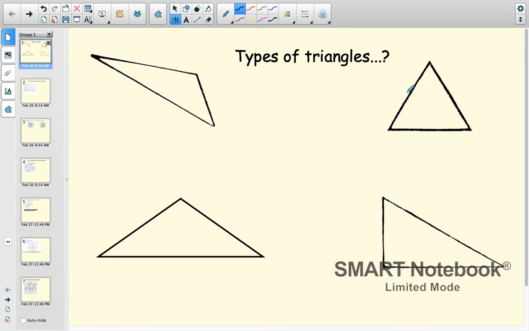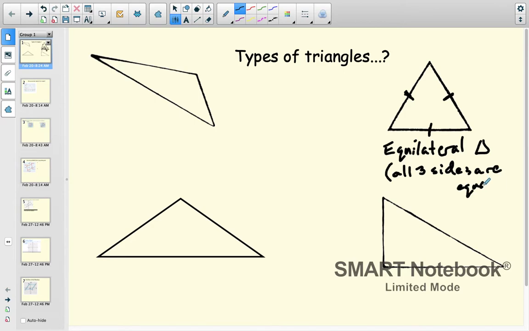If we have a triangle, this little sign means that this side is equal to this side, which is equal to this side. So something like this is an equilateral triangle, meaning that all three sides are equal. Okay, so that's one situation.